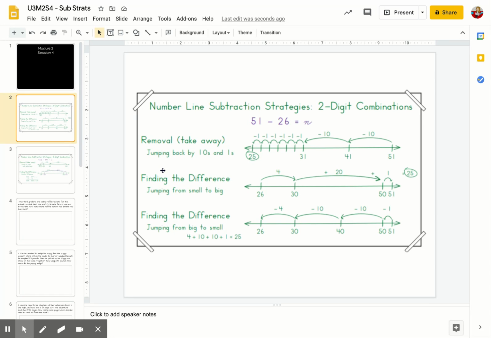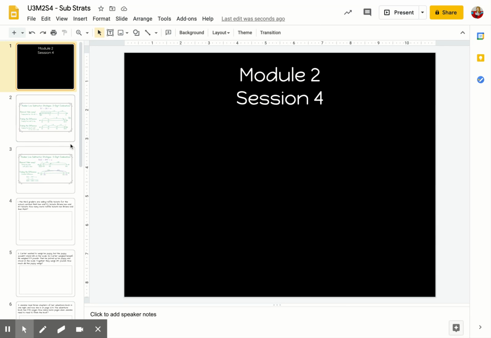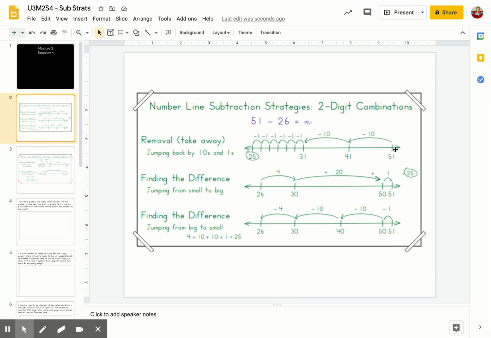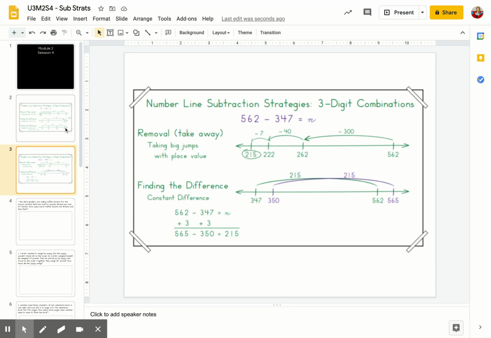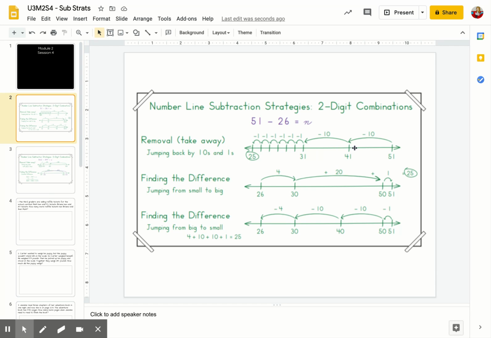One is the removal or takeaway strategy, where you start with the big number and you take away friendly numbers, jumping back by tens until you just have to jump back ones. So here you start with 51. You're taking away 26. So you're going to say 51 minus 10 goes to 41, minus 10 goes to 31, and then you have 6 more ones. You could jump back to 30, and if you knew that 30 minus 5 equaled 25, you could do that.